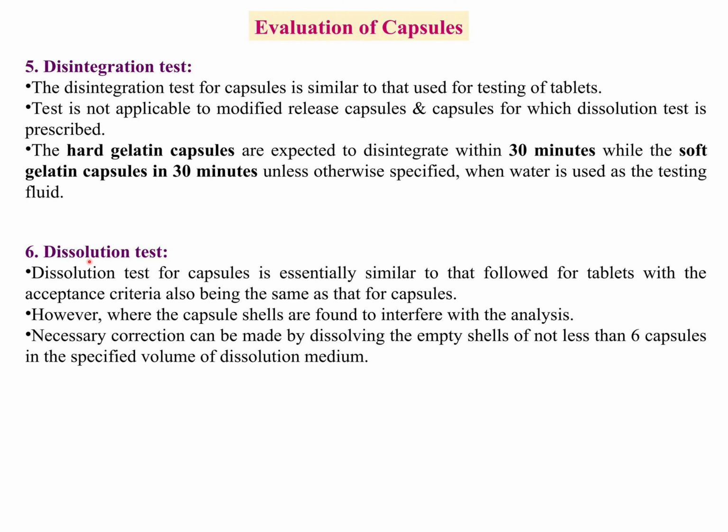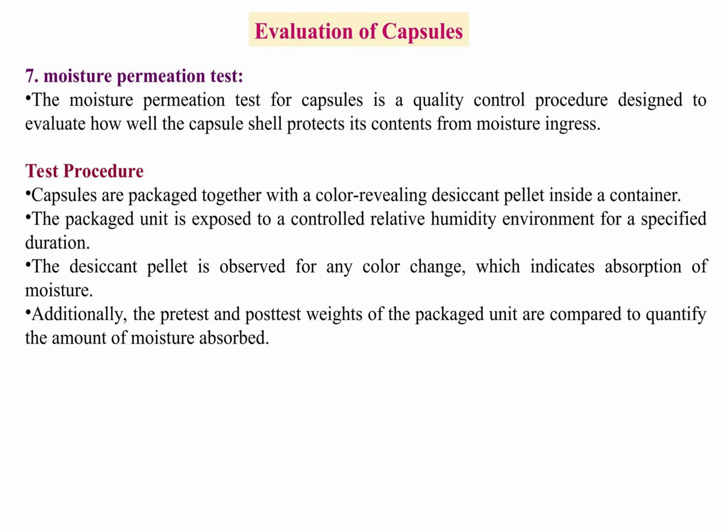Then the next one is dissolution test. We know the basket and paddle, USP apparatus 1 and 2, are available. Dissolution test for the capsule is essentially similar to that followed for tablets, with the acceptance criteria also being the same as that of tablets. However, where the capsule shells are found to interfere with the analysis, necessary correction can be made by dissolving the empty shell of not less than 6 capsules in the specified volume of dissolution medium.